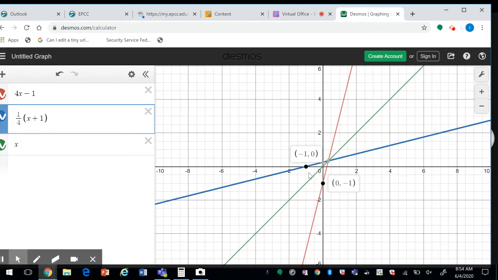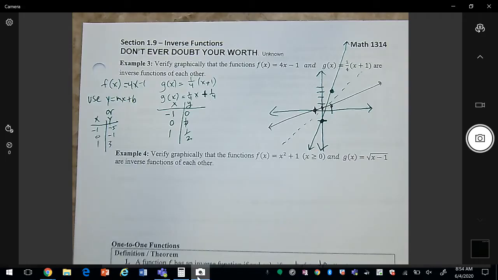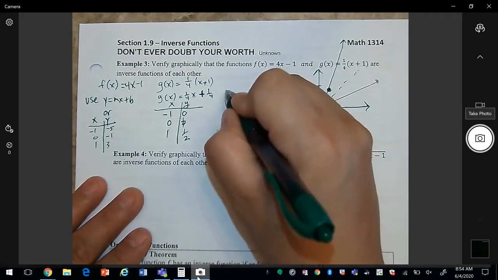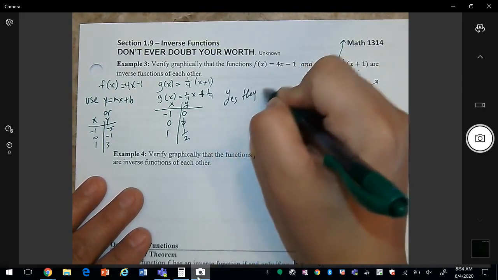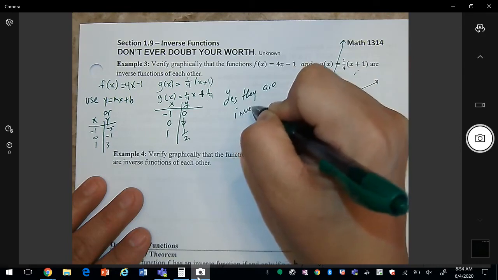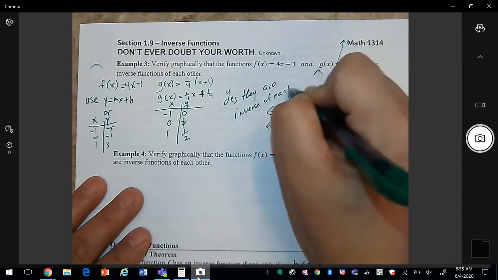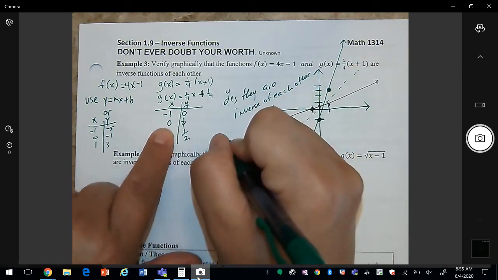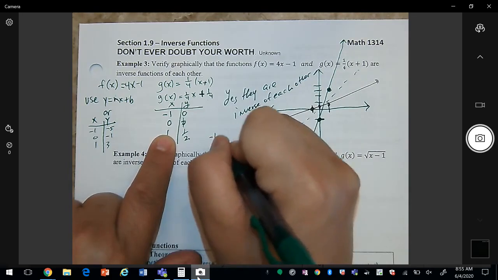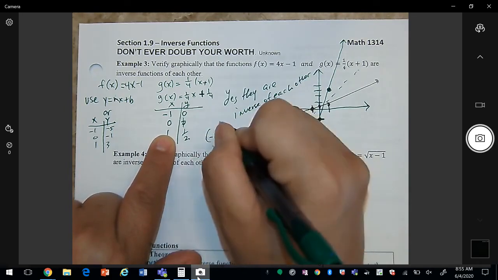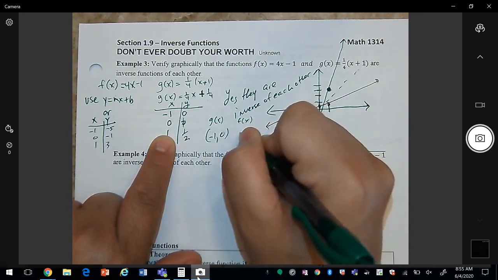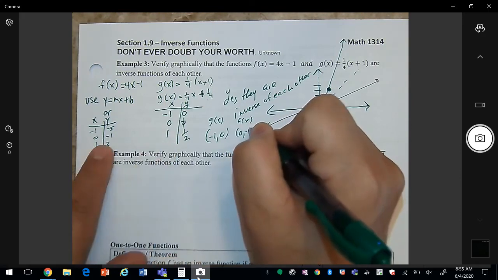Okay, so I'm going to draw this as a dotted line. And so you can see the graphs reflect on this dotted line. So we say yes, they are inverses of each other. And again, you can pick a point like this one here, (-1, 0). This is for g of x, and for f of x, it would be (0, -1), which is on the graph.